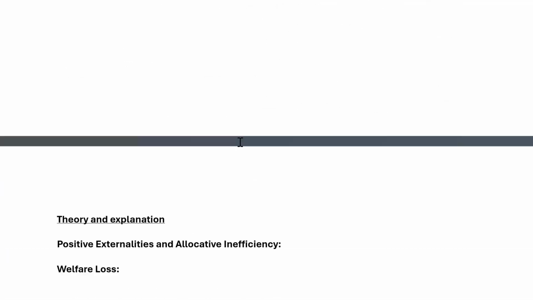Now, if we keep going down, next we have this section here for theory and explanation. Since the market produces and consumes less than the optimal quantity, we have underconsumption, which leads to this problem of allocative inefficiency, right? That means that society is not maximizing welfare because not enough of the good is being consumed.